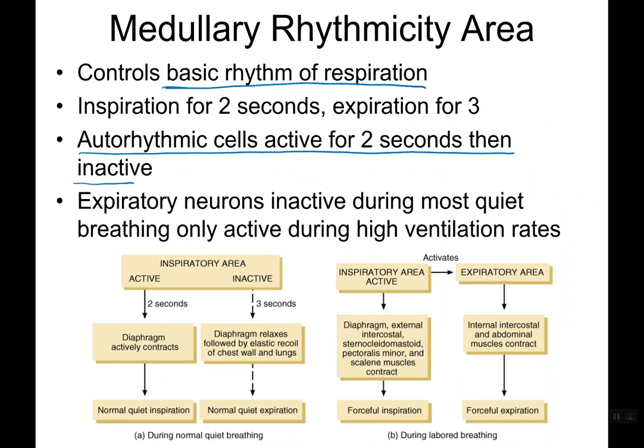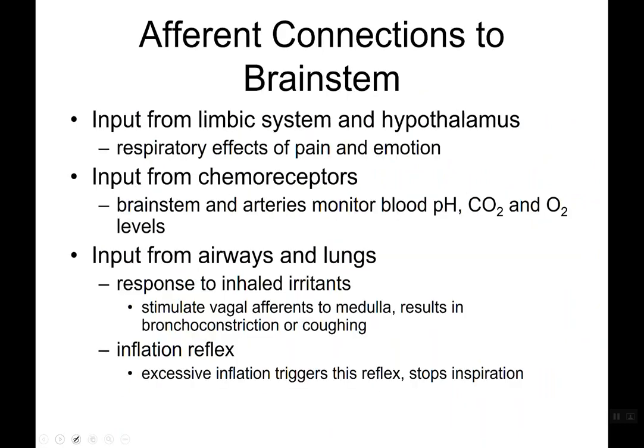And the expiratory neurons are inactive during most quiet breathing because, again, you don't need them if you're not forcing air out. They're only active during high ventilation rates, when you need to push air out because you're trying to breathe in again soon, so you've got to get that air out faster. So I'm not going to go through these charts in detail because I assume you can read them. It's just showing you which areas act on which things and what happens as a result of their activity.